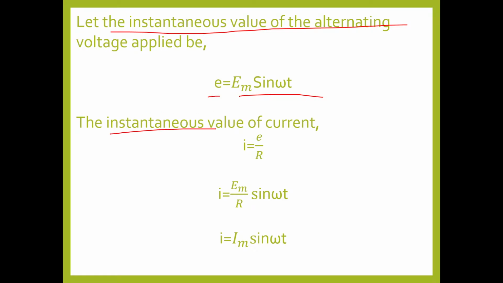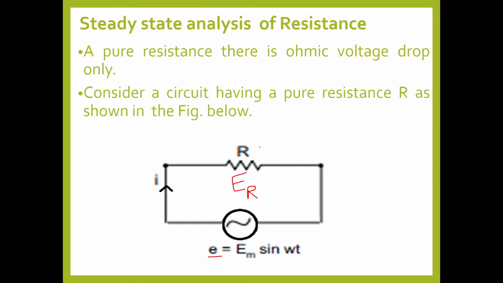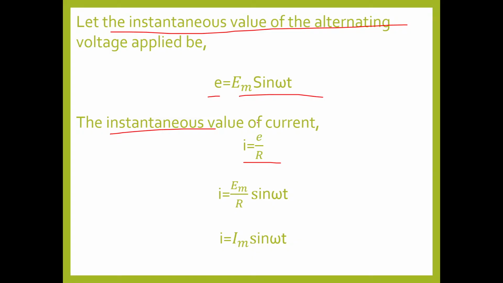So what is the instantaneous value of current? I equals E by R, where R is the resistance value. So I is equal to E by R, and E is nothing but Em sin omega t. Substituting, I is equal to Em sin omega t by R. You can replace Em by R with the notation Im, where Im is the maximum value of current. So I is equal to Im sin omega t.